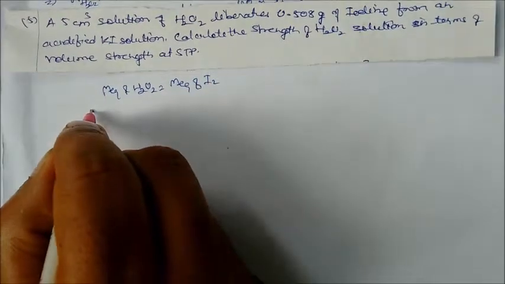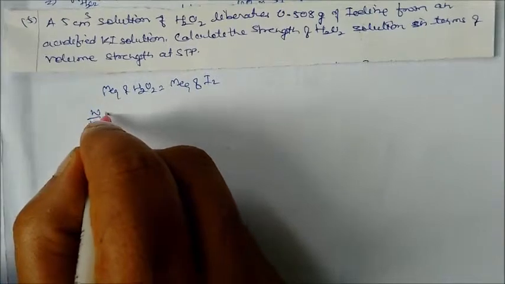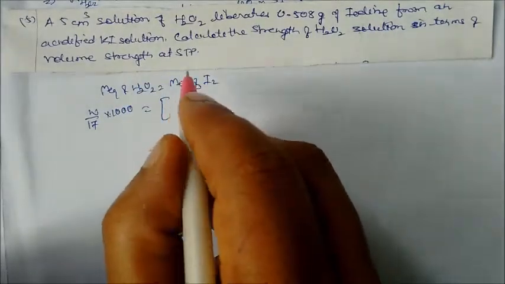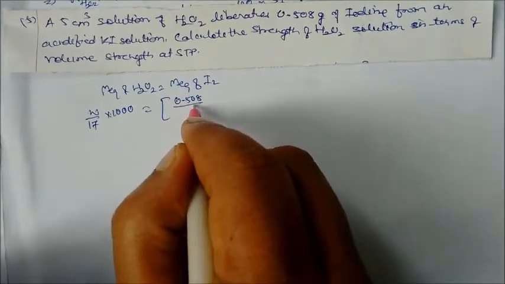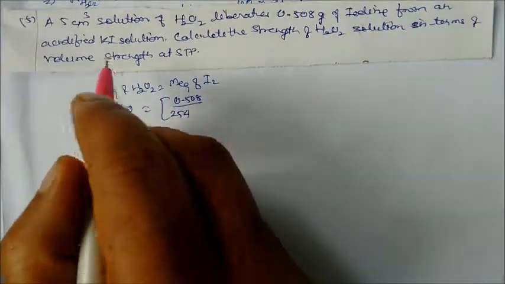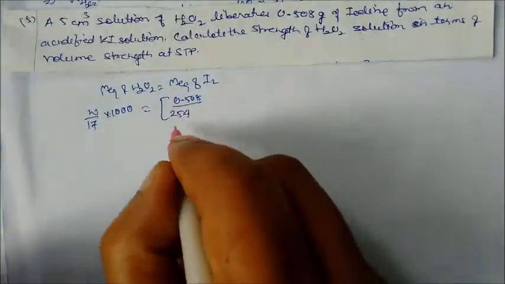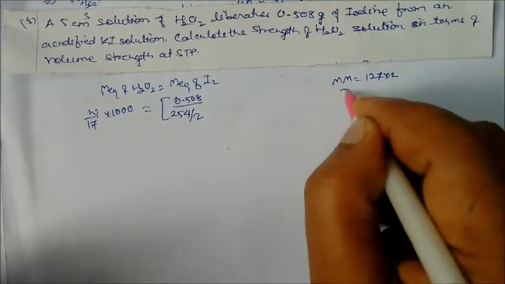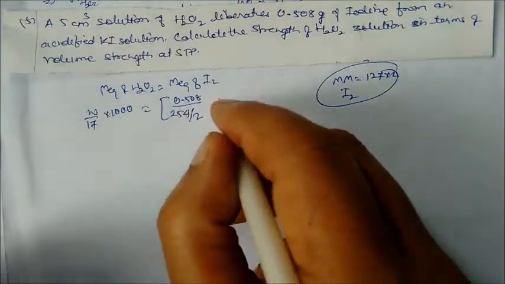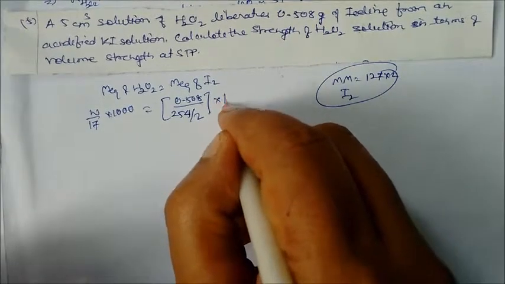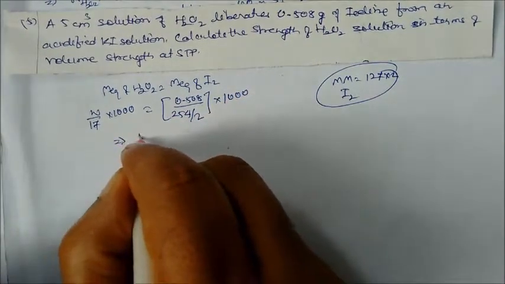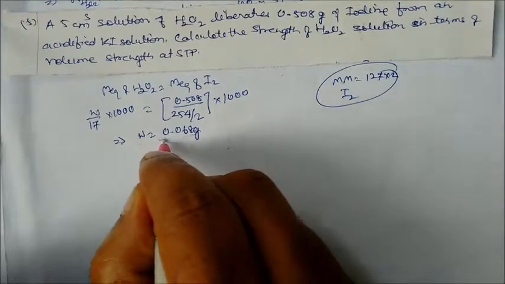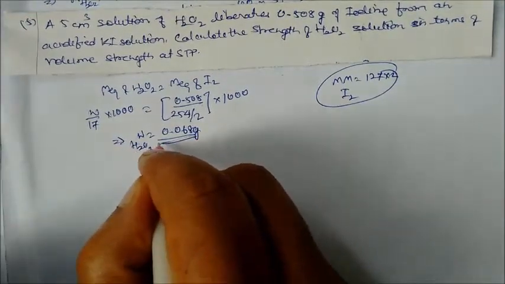So weight is given here, weight by 17, that is the gram equivalent, into 1000. So this will be equal to milli equivalent of I2, which will be weight by equivalent weight, so 0.508, and molecular weight is given here, 254. So this is the equivalent of I2. So I2 is divided by 2. So the molecular weight of I2 is 127 into 2, for I2. So this is the equivalent, and again multiplied by 1000. So here W will become about 0.068 gram. So this is the weight of the H2O2 per liter.